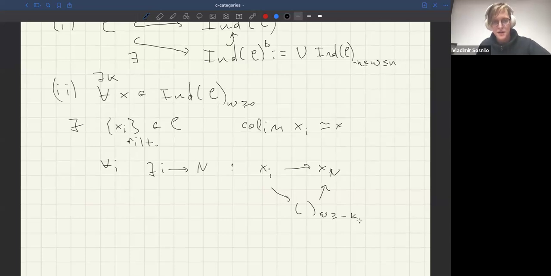Okay, so this might seem a little technical, but let me give you a reinterpretation of these conditions.